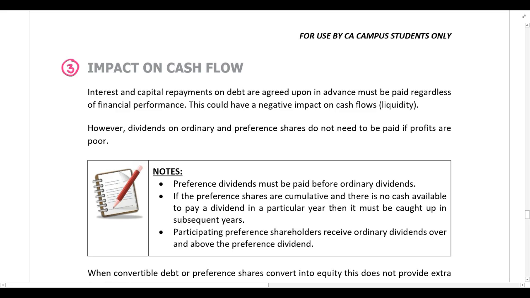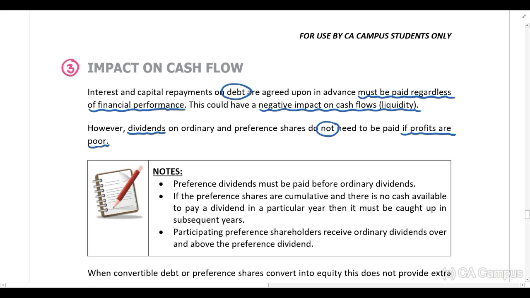Then under the heading Impact on Cash Flow, if a company raises debt finance, interest and capital repayments are agreed upon in advance and must be paid regardless of financial performance. So even if the company has a bad year, they still need to make those payments. And that could obviously have a negative impact on their cash flows and on liquidity. On the other hand, dividends on ordinary and preference shares do not need to be paid if profits are poor.